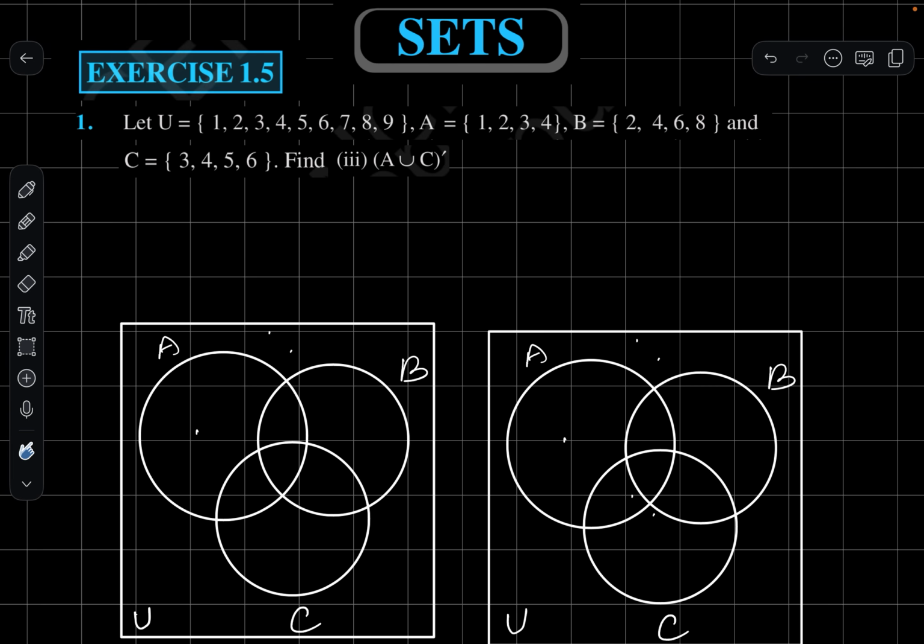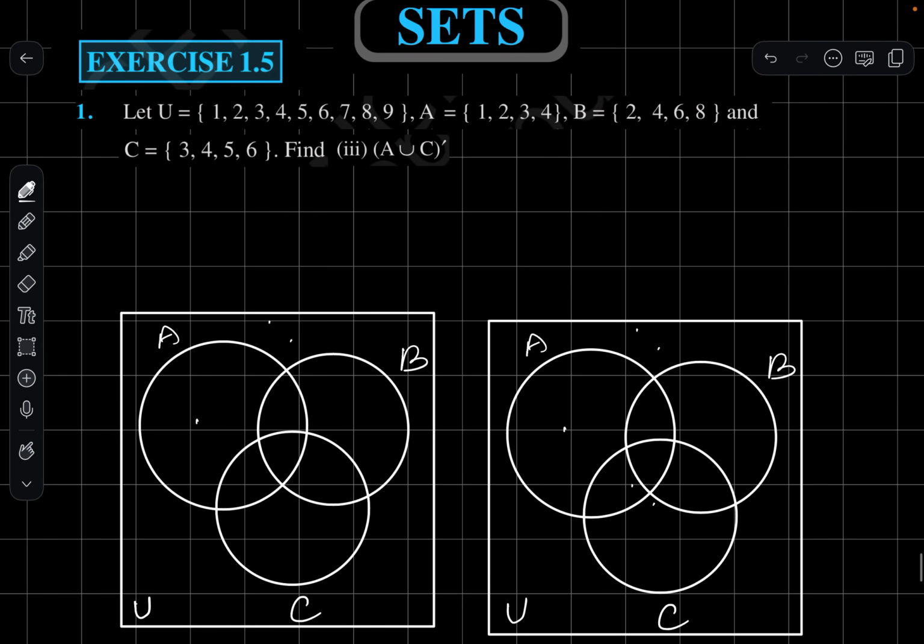The universal set is given from 1 to 9. A is 1 2 3 4, B is 2 4 6 8 and C is 3 4 5 6. Now what is the third subdivision? It is (A union C) the whole dash. So in this we are going to find out A union C.